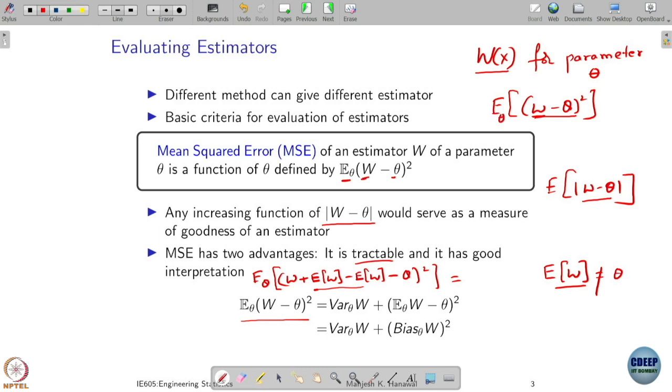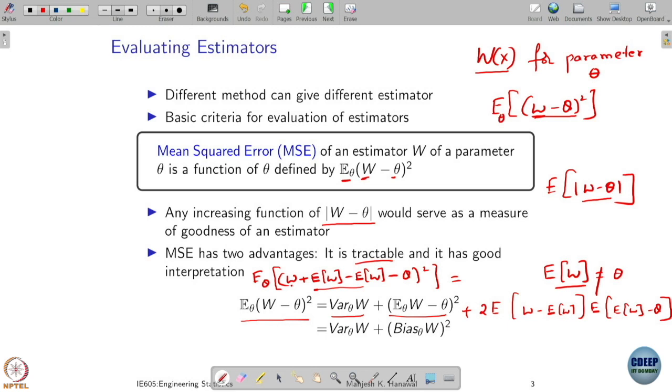and expand it, you will see that one term you are going to get is W minus expected value of W squared, which is nothing but variance of W, and another term you are going to get is expected value of W minus theta squared. That is the quantity I have written here, and in addition there is another quantity here, which is 2 times expected value of W minus expectation of W into expectation of W minus theta, right?